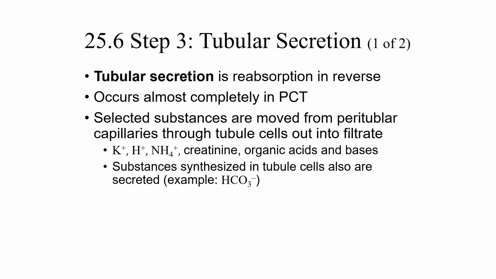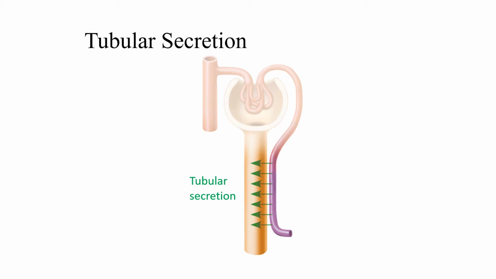And so basically this is going to occur in the proximal convoluted tubule. And this is the movement of substances from the peritubular capillaries through the tubule cells into the filtrate. So some of these molecules are potassium, protons, ammonia, creatinine, organic acids, bases, and then anything synthesized in the tubule cells. And for example, this is going to be bicarbonate.